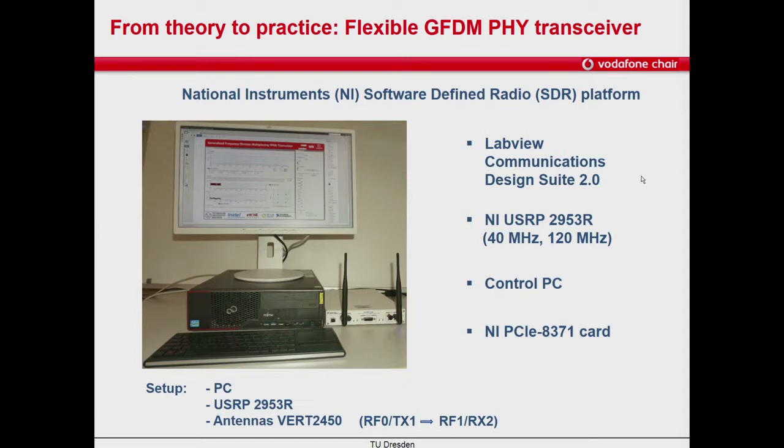For the development, LabVIEW Communications Design Suite 2.0 and USRP 2953R devices with 40 and 120 MHz bandwidth have been used. The connection between the control PCs and the USRPs is done via PCIe 8371 cards. In this tutorial, we consider a basic setup consisting of a control PC, one USRP acting as a transmitter and as a receiver, and antennas for the transmission over the air.